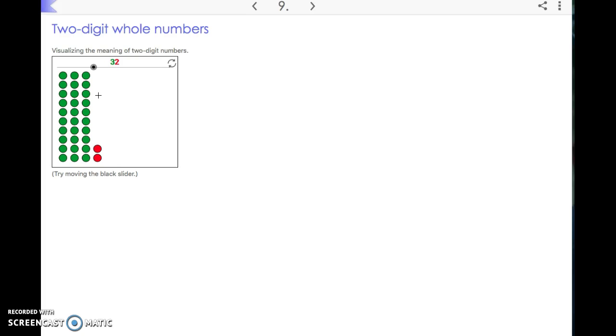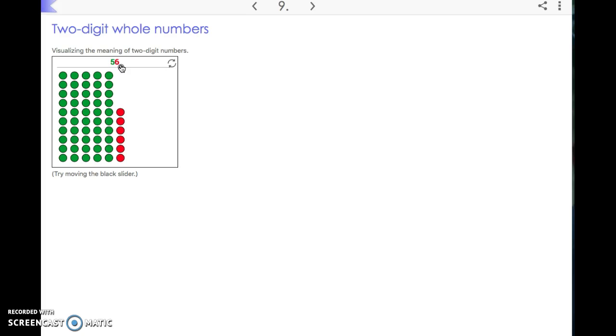So the next number I want us to try is the number 56. Go ahead and do the same thing we just did and make 56 using your base 10 blocks. When you're done, go ahead and look up at the screen.